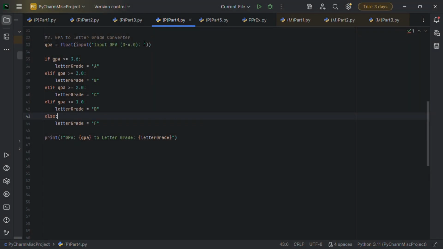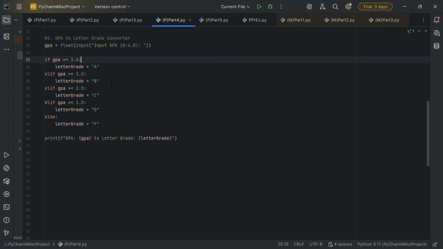This program is a GPA to letter grade converter. It asks the user to enter their GPA. Input gets it as a text, and float converts it to a number with a decimal.